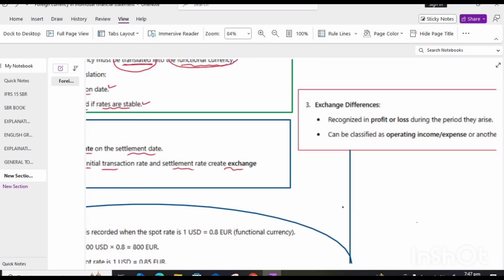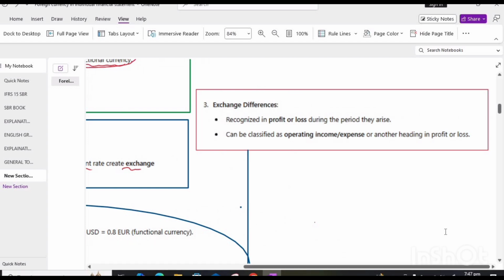So what do you do with exchange differences? Recognize them in the profit or loss during the period they arise. They can be classified as operating income or expenses, or under another heading in the profit or loss.